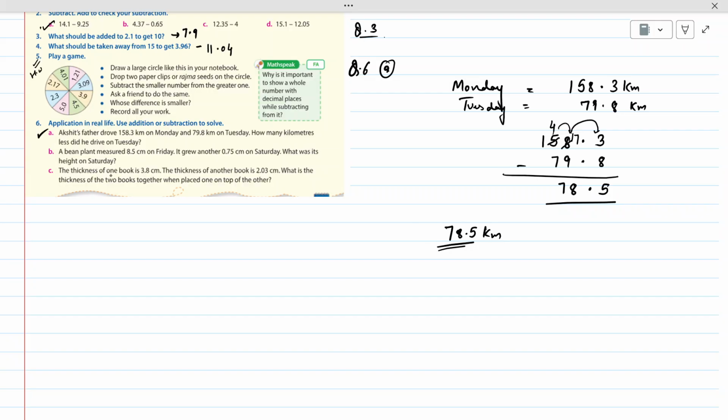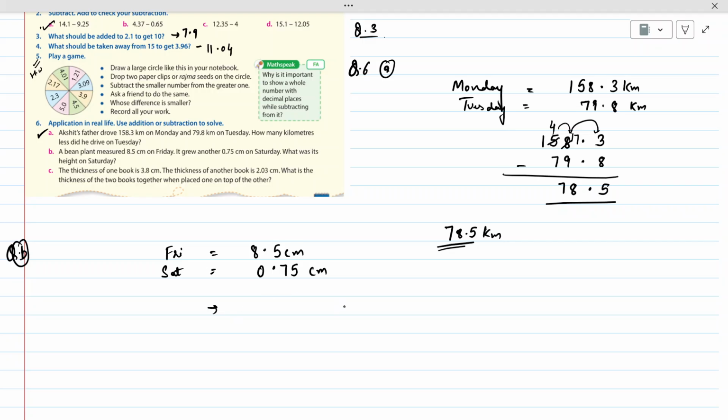Okay. Next, a bean plant measured 8.5 centimeters on Friday. It grew another 0.75 centimeters on Saturday. What was its height on Saturday? So, question number B, what it says is that the height of the bean plant on Friday was 8.5 centimeters, and on the next day, that is Saturday, it has grown 0.75 centimeters more. On top of 8.5, it has grown 0.75 centimeters more. So what is the total height on Saturday?